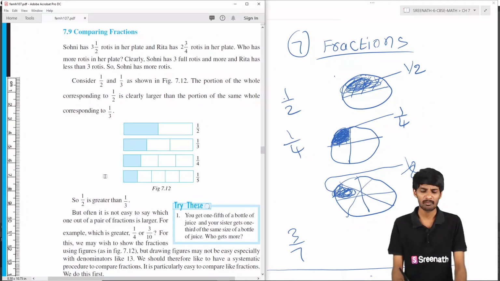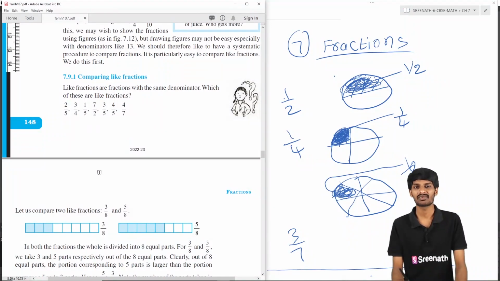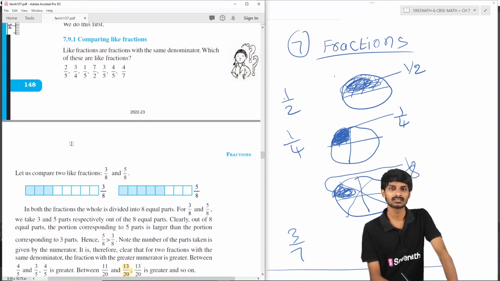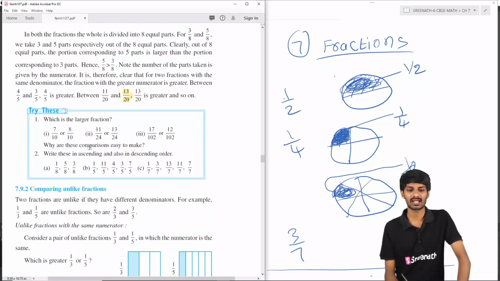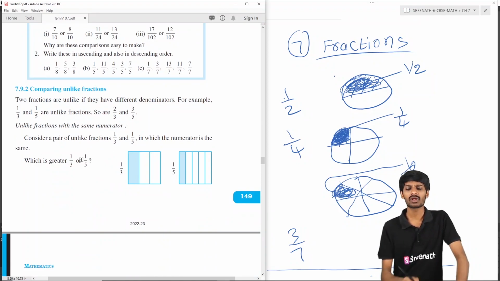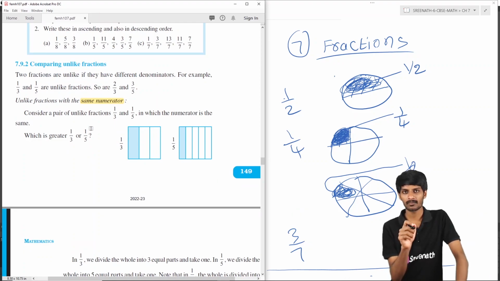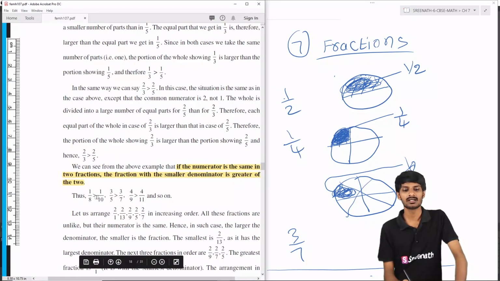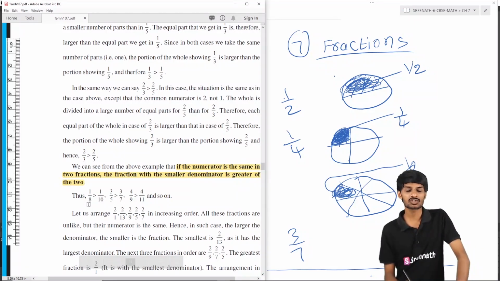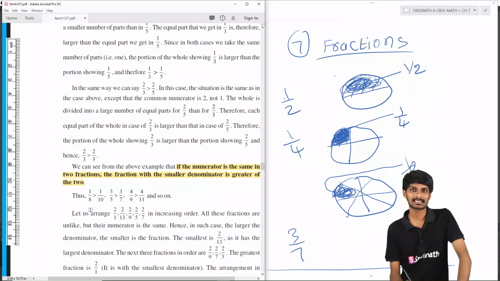Comparing fractions. How to compare two fractions? First, comparing like fractions. If you take like fractions, the fraction whose numerator is greater is the greater fraction, students. Comparing unlike fractions. If the unlike fractions have the same numerator, in those cases the fraction whose denominator is smaller is the greater fraction, students. So for example, 1 by 8 and 1 by 10, here 8 is smaller than 10, so 1 by 8 is greater.